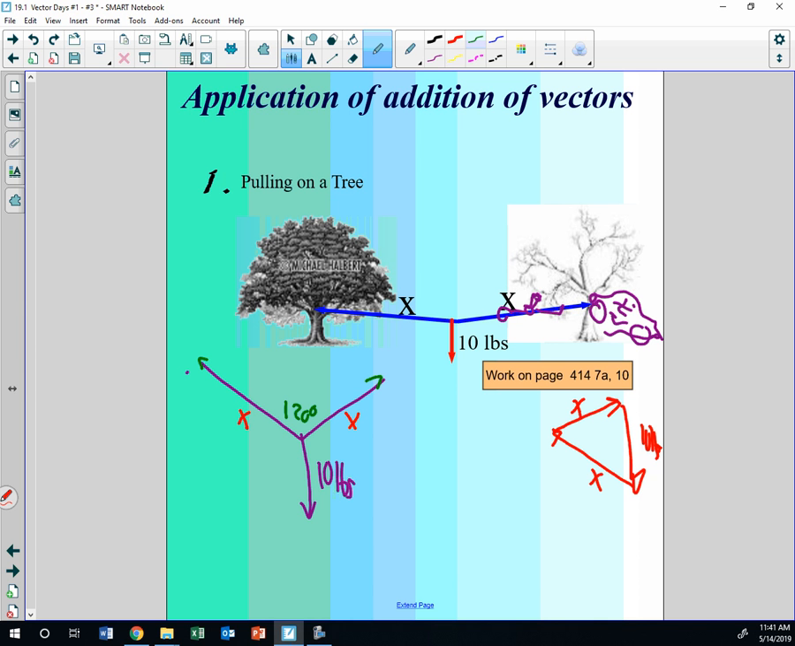Now, this is 120. If I extend this out, this is 120, right? If I extend this out, what would this angle inside here be? 60. Now, these two are the same magnitude, so these two have to be the same. Well, we're going to share 120, making all of these 60. So if you were to look at this, applying 10 pounds, you're only applying 10 pounds to the tree and to the car. It's not going to get unstuck.